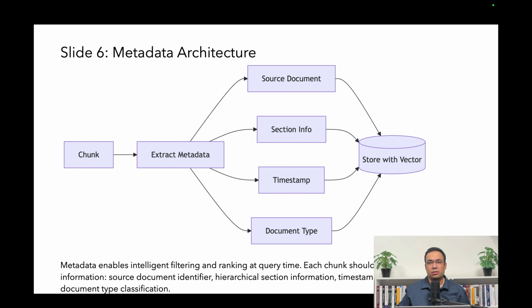Most of the vector databases do support native metadata filtering, which enables efficient pre-filtering before similarity search even runs. You should store this metadata alongside your embeddings in the database. When designing a metadata schema, think carefully about your anticipated query patterns and what filtering requirements you'll have. The metadata schema should be driven by how users actually query your system.